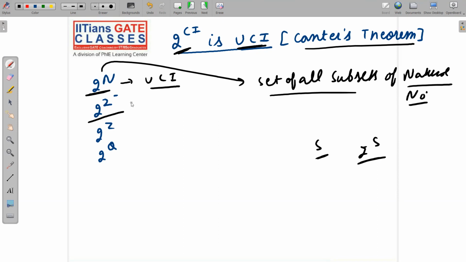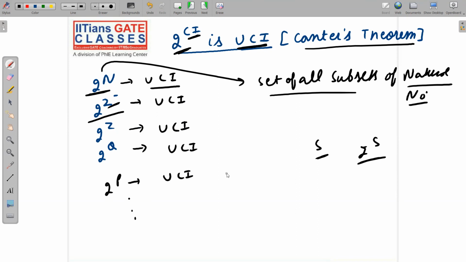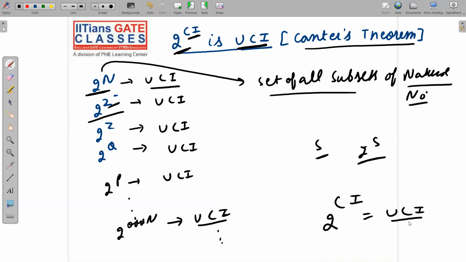Similarly, 2 power Z minus will obviously be uncountably infinite. Why will it be uncountably infinite? Because 2 power a countably infinite set is uncountably infinite, and Z minus is a countably infinite set. Similarly, 2 power Z will be uncountably infinite. Similarly, 2 power Q will be uncountably infinite. 2 power the prime number set is uncountably infinite, and so on. 2 power the odd natural numbers will be uncountably infinite, and so on. So just take any countably infinite set, take the power set, you will get an uncountably infinite set. Please try to note it down.